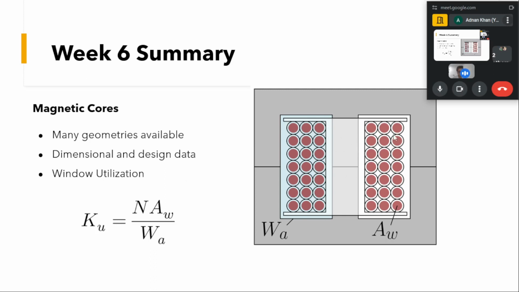So it is given by a factor known as the window utilization factor, which says how much of the window we are utilizing, and it is given by the ratio of the copper area divided by the total window area. If we know the total window area, and we know the copper area of one strand of the wire, and we know the number of strands or number of turns n that we use, we can calculate the copper area, so the factor will be n into AW divided by the window area.